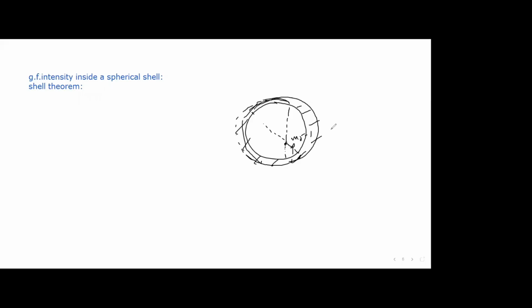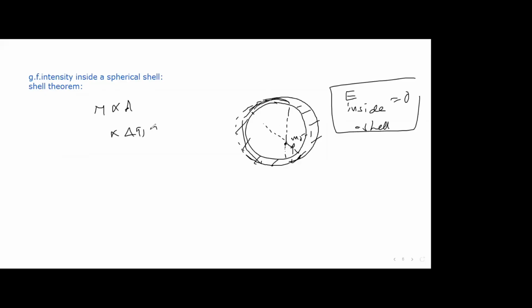What does the shell theorem indicate? The gravitational field intensity inside a shell is equal to 0. Why? Because if you calculate, your mass is distributed on the surface area, not the volume. So you can write 4 pi r square, or radius 4 pi r square distance.